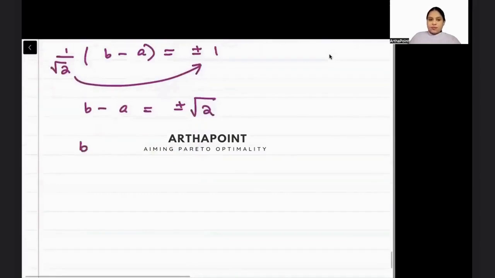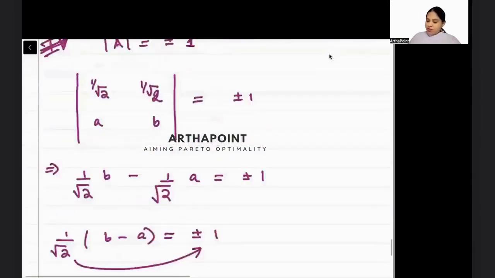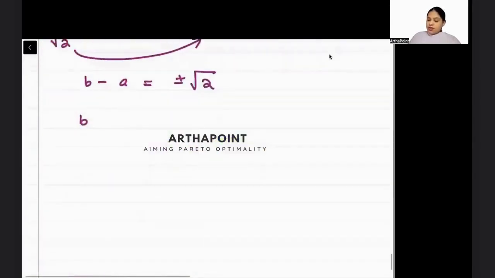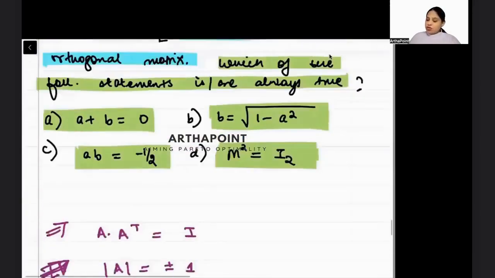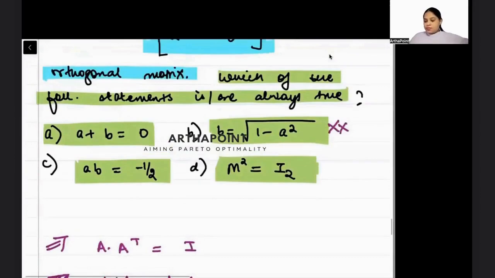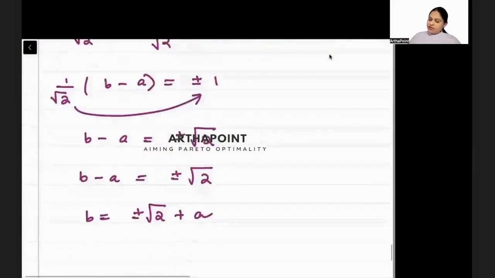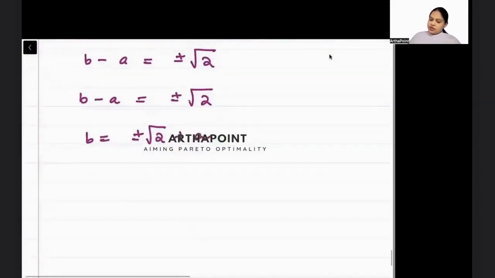तो बेटा b, अगर मैं यहाँ से I want to find the value of b minus a whole square का जरूरत ही नहीं है. If I just find out b will be plus minus root 2 plus a, है ना? माने option number B is incorrect. Option number B is incorrect. ठीक है?